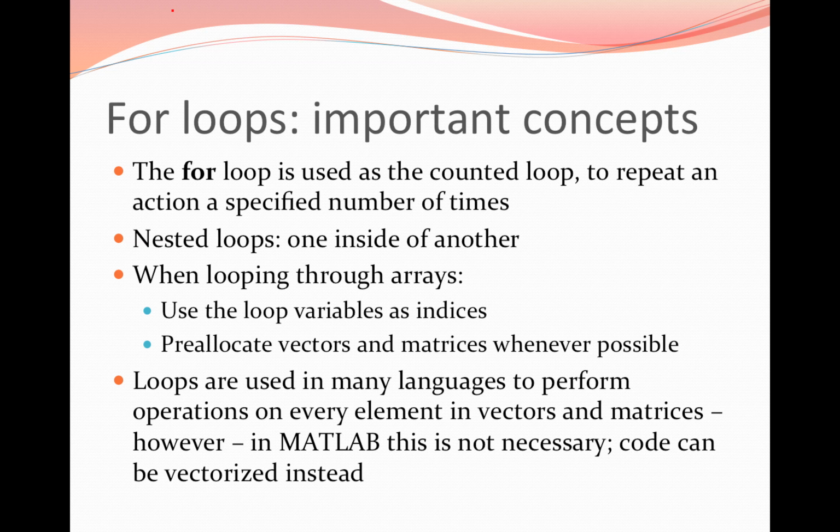These are some important concepts that we have covered. The for loop is used as the counted loop, when you know that you want to repeat the action a specified number of times. A nested for loop is when you have one for loop inside of another. Some common applications include looping through the elements of a vector or a matrix.